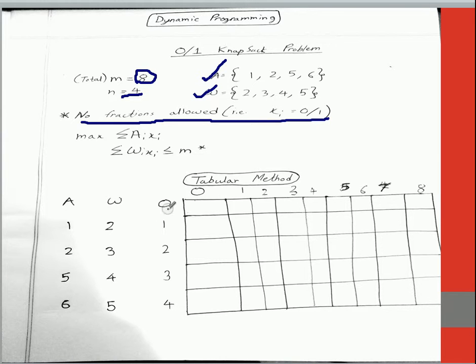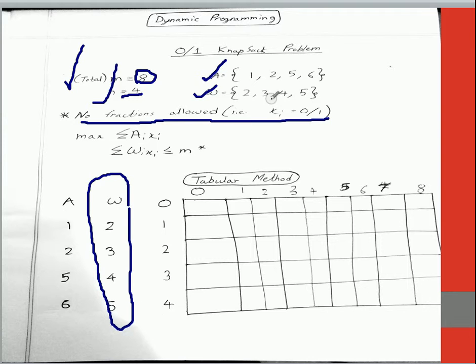So we draw a table. We start with 0. Some tables don't start with 0, but I started with 0 because we'll see the benefit later. So 1, 2, 3, 4, 5, 6, 7, 8. Why 8? Because that's the total allowed weight. I cannot have more than that. And 0, 1, 2, 3, 4 are the numbers of items that I am allowed to use. These are the weights of my items, W, 2, 3, 4, 5, and these are the values.